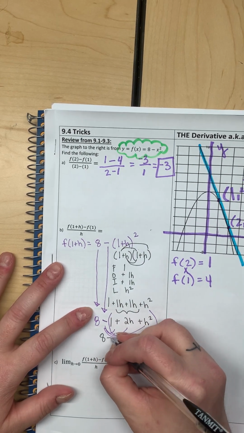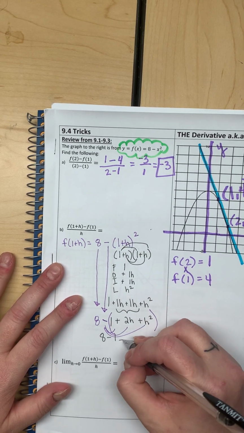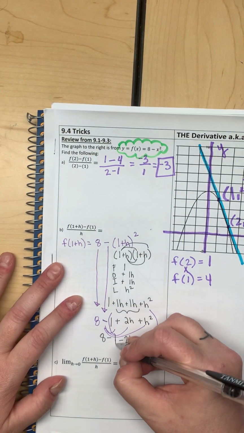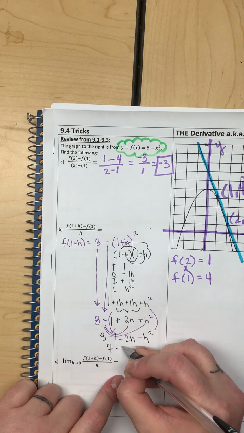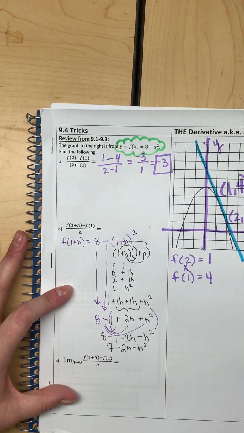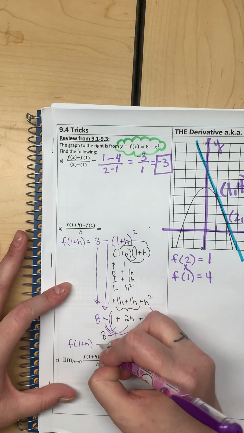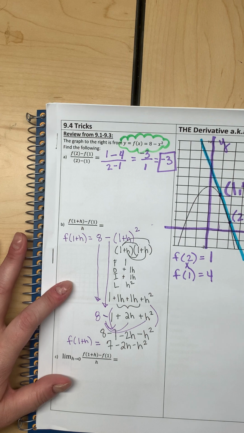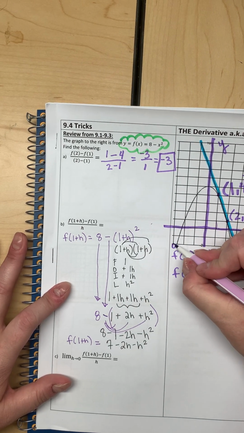So you get 8 minus 1. I should have written smaller. This 2h is now minus 2h. This h squared is now minus h squared. Then that combines to 7 minus 2h minus h squared. And all of that was for f of 1 plus h. Okay, so I ran out of room. This over here, what we did was for part A.